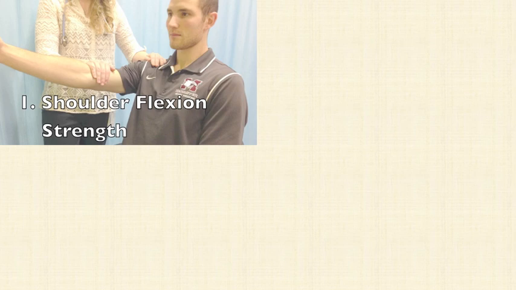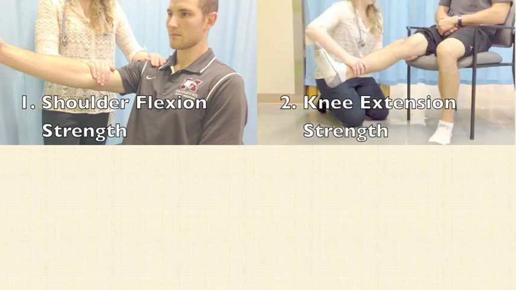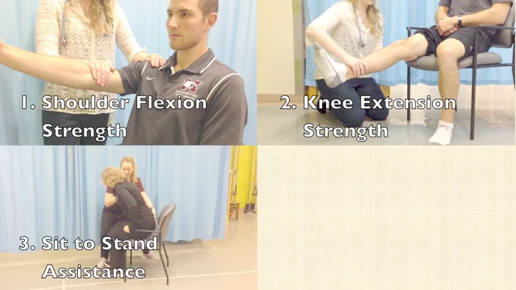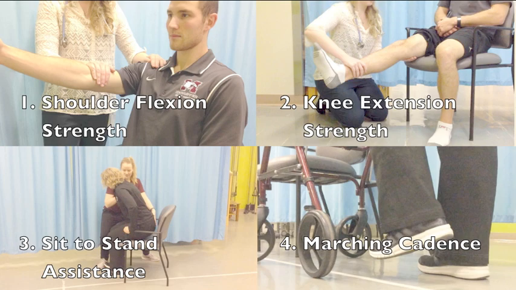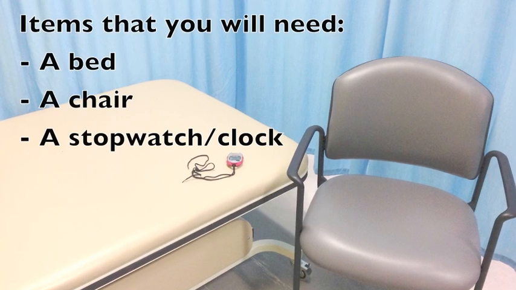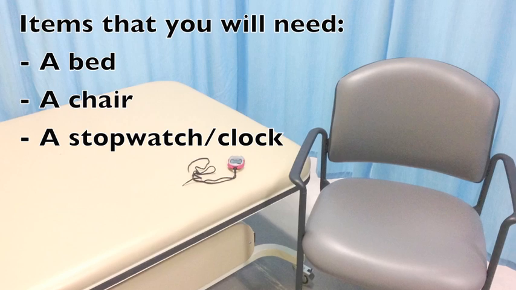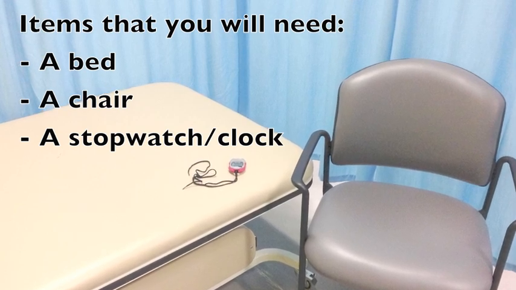The first component is shoulder flexion strength. The second component is knee extension strength. The third component is the level of assistance required for sit to stand. Finally, we measure marching cadence. To perform the PFIT, you will need a bed, a chair, and a stopwatch or a clock.